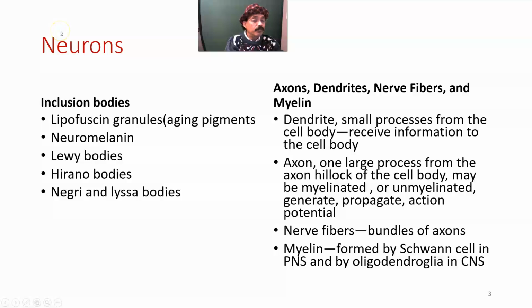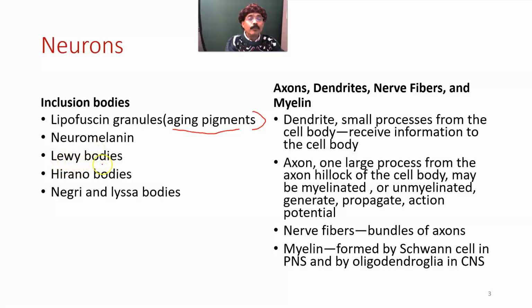We have inclusion bodies in the neuron cell body or soma. Inclusion bodies are not membrane bound. They are usually byproducts, like lipofuscin granules as an aging pigment. Neuromelanin is present in the substantia nigra and locus coeruleus of the brain stem. So we have neuromelanin in the substantia nigra of the midbrain.